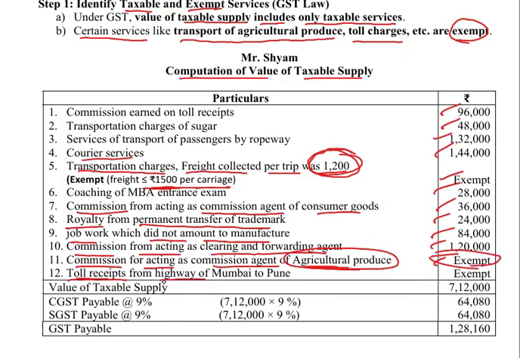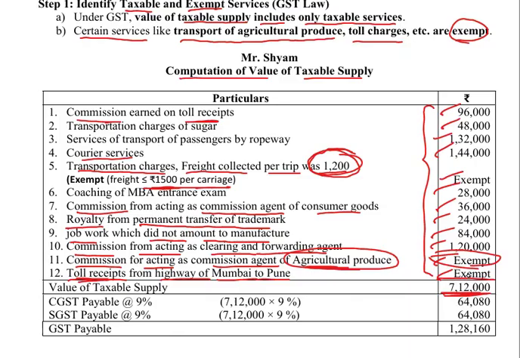Toll receipt from the highway of Mumbai to Pune is exempt. Toll receipts are exempt, but commission on toll receipt is taxable. Okay, therefore when we take the total of the amounts of taxable supply, the total is 7,12,000.